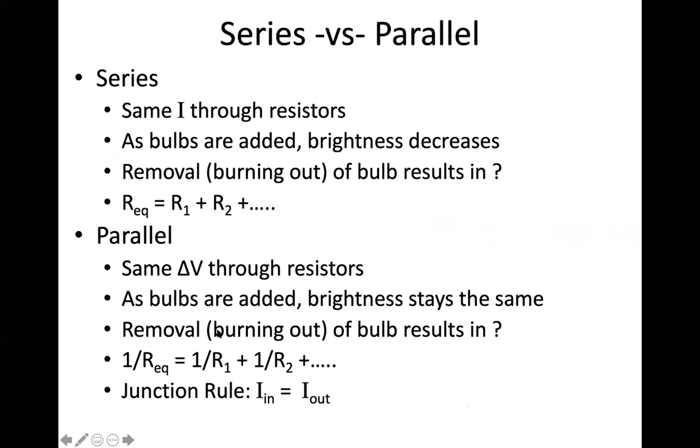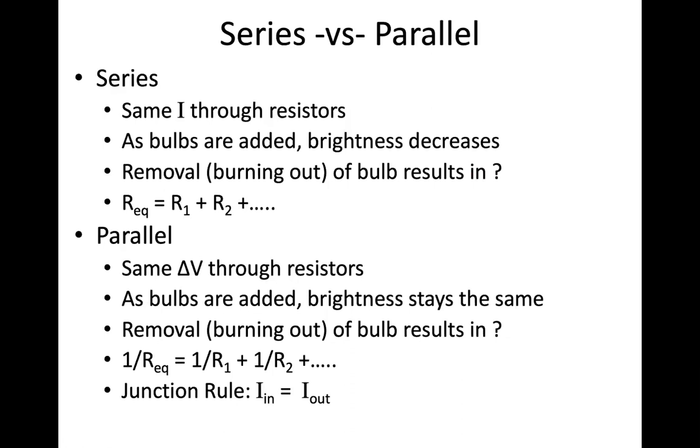So actually, here's a summary of our series versus parallel. When they're in series, they all have the same current because there's nowhere else for the water to flow. It's the same pipe through each of those. And what happens as bulbs are added is that brightness actually decreases. Why? Because the resistance increases. So if the resistance increases, the power decreases. And if one of my bulbs burns or breaks, what's going to happen to my circuit?